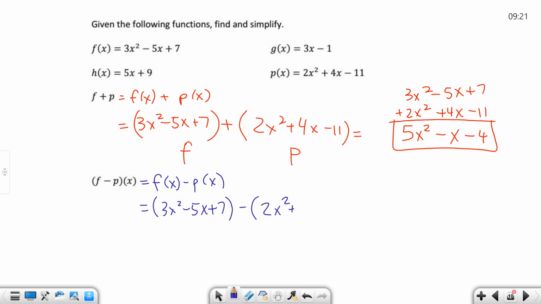time the parentheses around p back here must be there because what are you doing? You're distributing a negative here, right? So this is f minus p right here, right? So that's the negative. After the negative, the parentheses are necessary, not before, because you're not distributing anything.